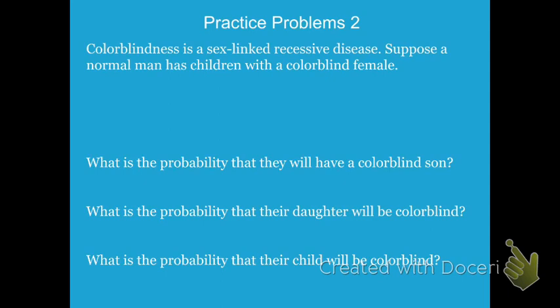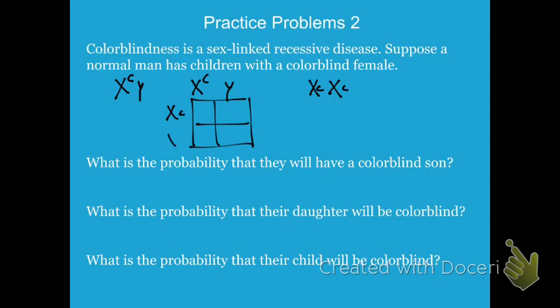So let's do a second one. Suppose a normal man has children with a colorblind female. Here's the normal man, big C, Y, and the colorblind female. So if we do the Punnett square, it'll be, all right.